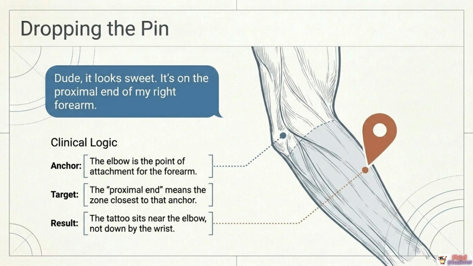Without anatomical language, you'd have to say, "somewhere in the upper part of my forearm, near the elbow, I think." With it, you say proximal forearm, and the location is instantly, precisely understood by anyone with medical training. This is exactly why this language exists. Efficiency, clarity, and zero room for misinterpretation in clinical settings.